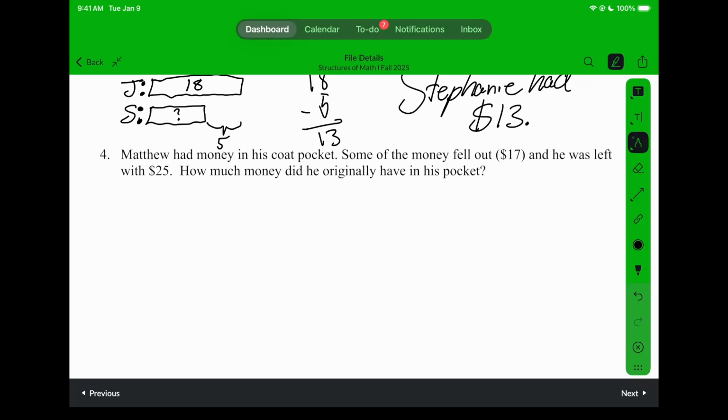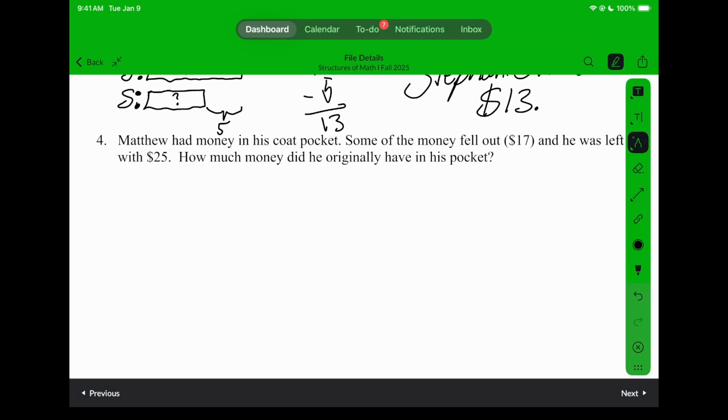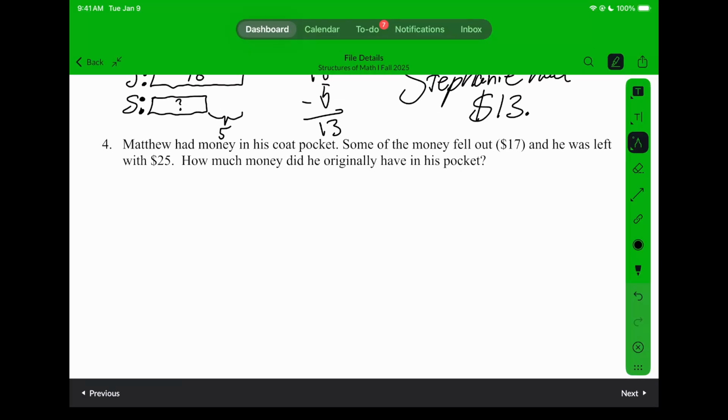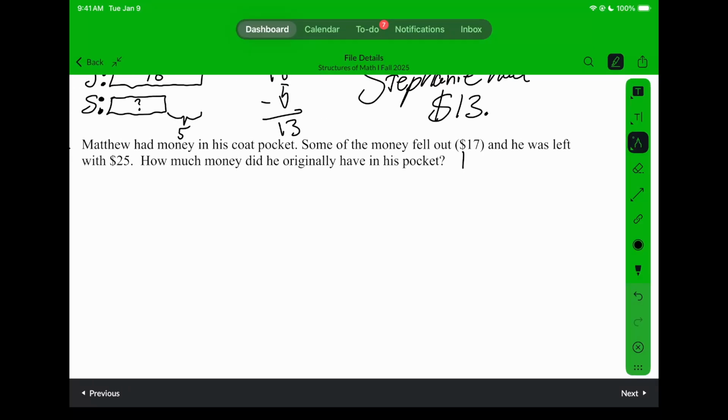Finally, Matthew had money in his coat pocket. Some of the money fell out, $17 to be exact, and he was left with $25. How much money did he originally have in his pocket? So, he has money. Some money fell out. He lost it. It's gone. We are taking away that money. And that's our type of problem.